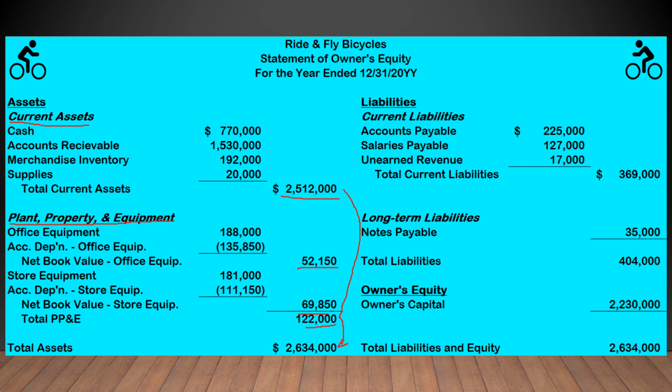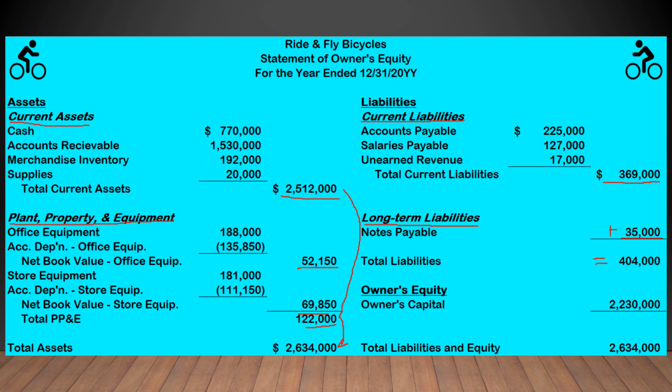We do the same for our liabilities. Our liabilities will have our current liabilities, as well as our long-term liabilities. Subtotal our current liabilities, and if we had more than one long-term liability, we would do the same thing. In this example, we just have one, so we can just list that balance. Sum them up, and we have total liabilities.